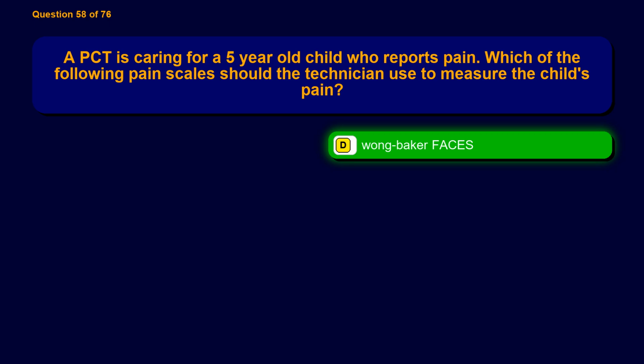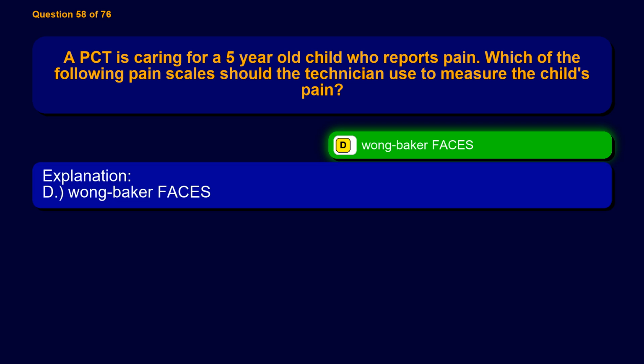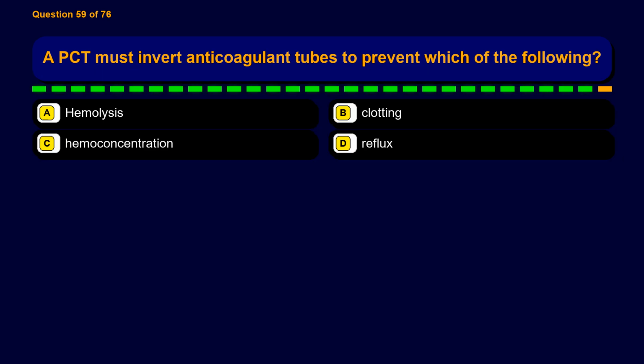The correct answer is option D, Wong-Baker faces. Question 59. A PCT must invert anticoagulant tubes to prevent which of the following? Option A, hemolysis. Option B, clotting. Option C, hemoconcentration. Option D, reflux.